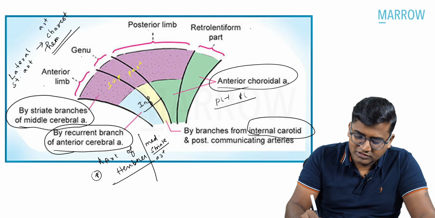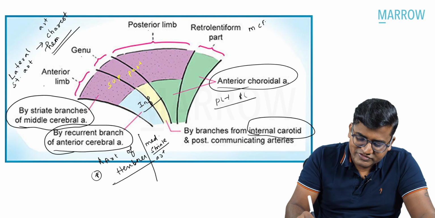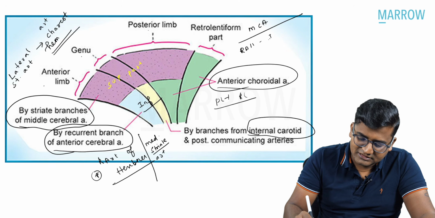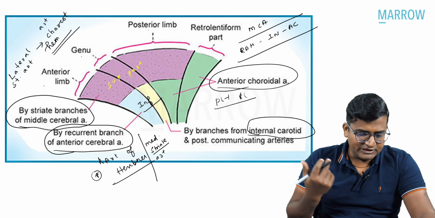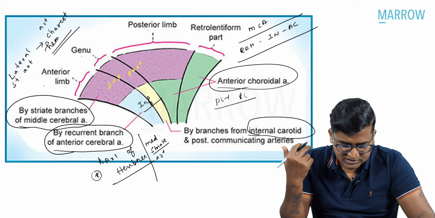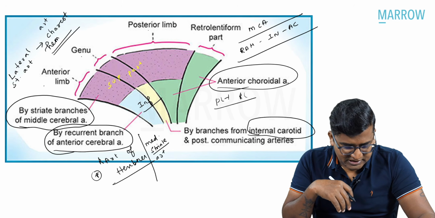I told you the mnemonic also. I told you to remember: MCA above and below, Heubner in ACA. I told you this mnemonic. MCA above and below, Heubner in ACA. This is a mnemonic I told in the modules. Right. Now come to the question.